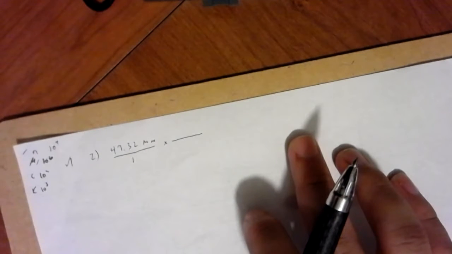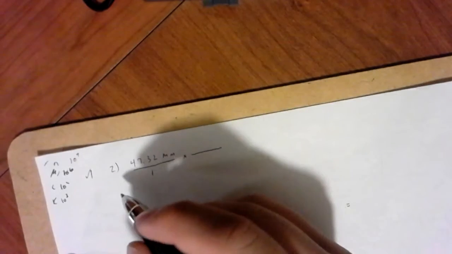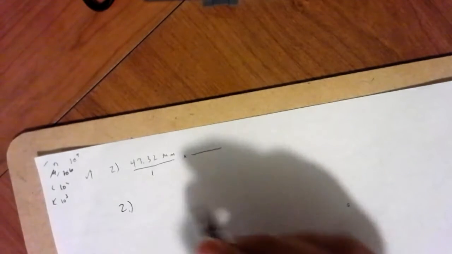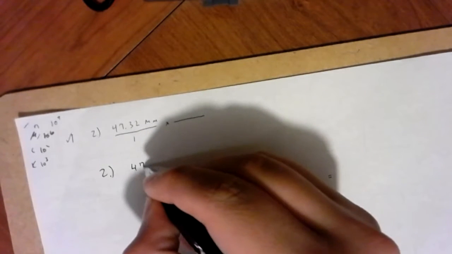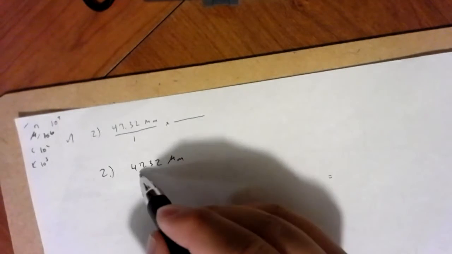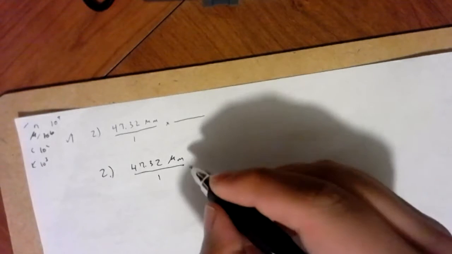Okay, so in this video we're going to go through some of the conversion problems. We can go ahead and start with number 2 since number 1 was correct. And in number 2 we have 47.32 micrograms. I'll put that over 1. And we want to convert this into meters. Sorry, not micrograms, micrometers. We want to convert this into meters.